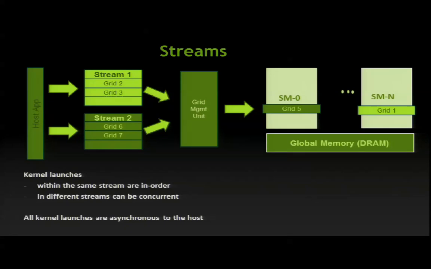And so the grid management unit now has the freedom of starting grid 5, which comes in from a different stream, on streaming multiprocessor 0, and continue to work on those. So this helps to better utilize the entire device, which is particularly useful if you have a lot of small kernels that operate on relatively small grids. So in that case, it might be useful to use multiple streams.